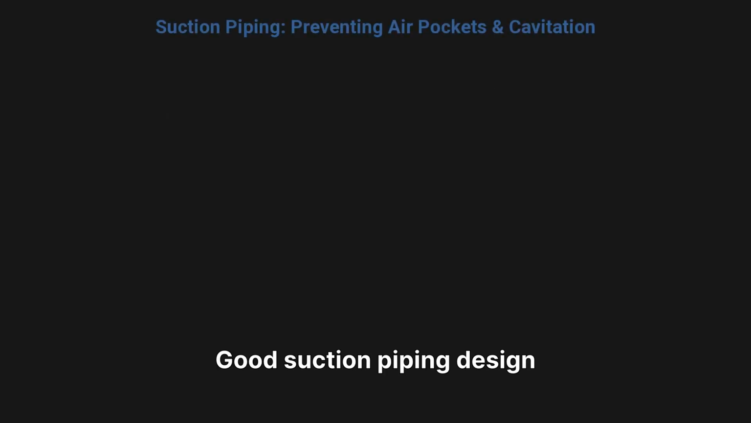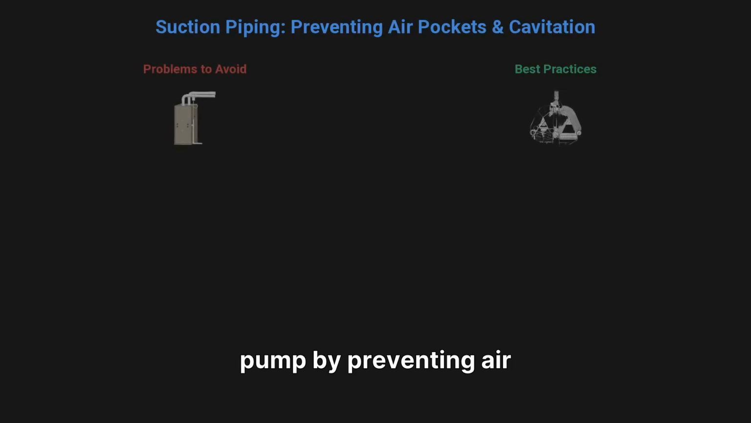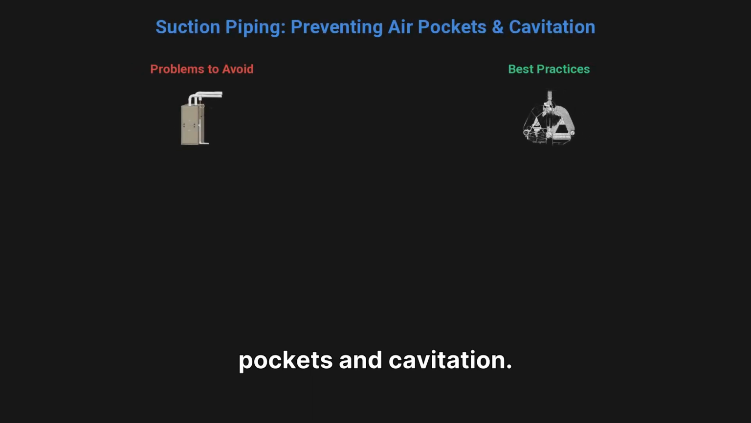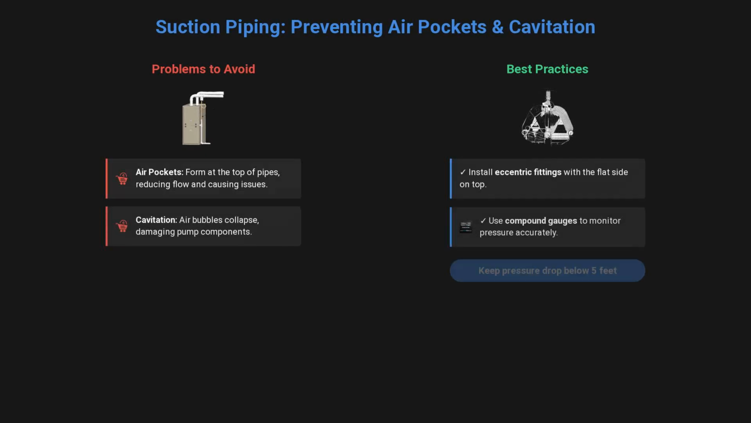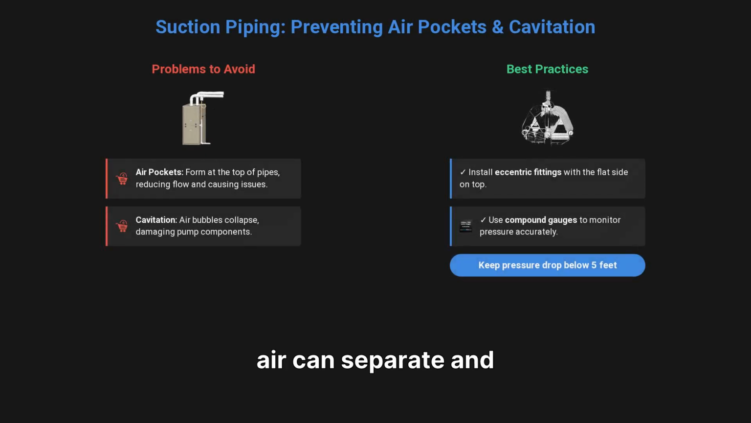Good suction piping design protects the condenser water pump by preventing air pockets and cavitation. Cooling tower water carries air, and if pressure drops too quickly, that air can separate and enter the pump, damaging the shaft. If pressure drops even further, water can flash to vapor and cause cavitation. To avoid this, use eccentric reducers with the flat side on top so air can't collect.